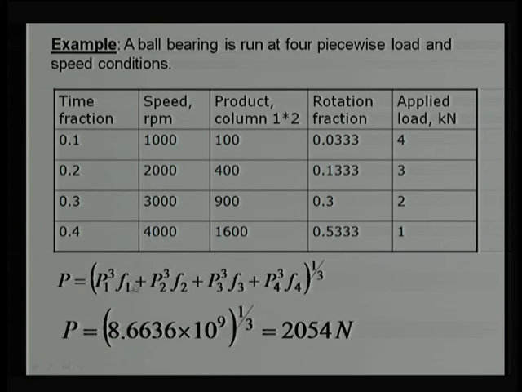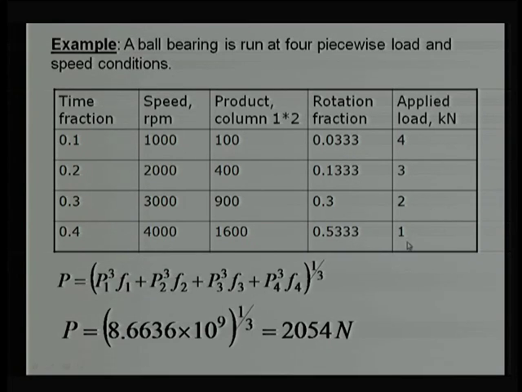Naturally, we need to convert kilonewton to newton. That means P1 is 4000, P2 is 3000, P3 is 2000, P4 is 1000, and the fractions will be multiplied with those. When we take the cube root of this, we get an equivalent load of 2054 newton, or roughly 2 kilonewton.